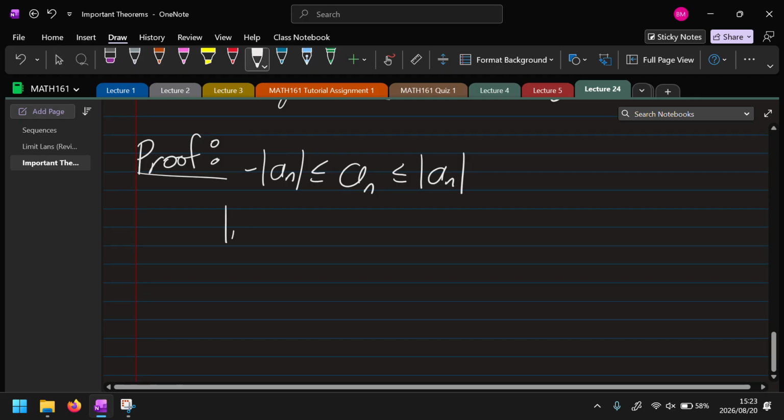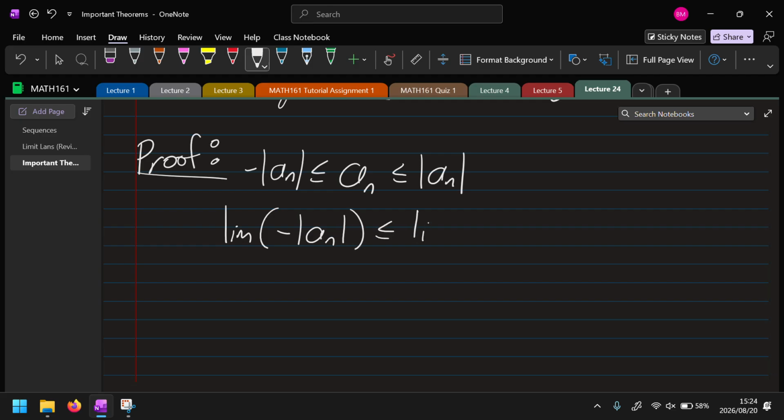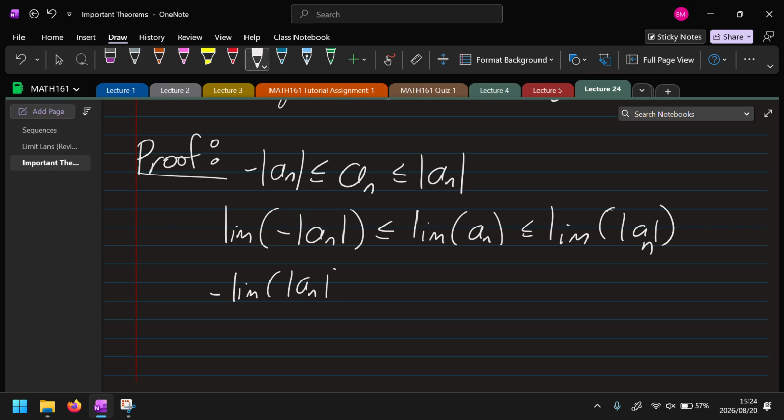So let's set it up. We have the limit of minus absolute value a sub n is less than or equal to the limit of a sub n less than or equal to the limit of the absolute value of a sub n. Standard squeeze theorem. You put the limits throughout. Now, for that first term, we've got the minus inside the limit. That's fine. We know constants can come out. So we can take the minus outside. Less than or equal to the limit of a sub n and the limit of a sub n.